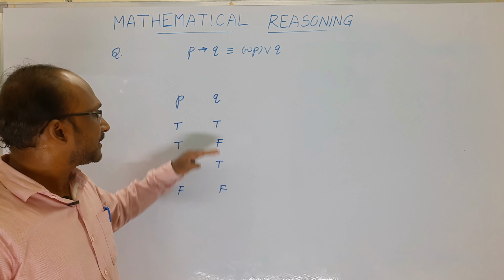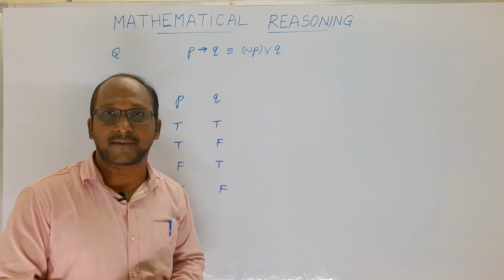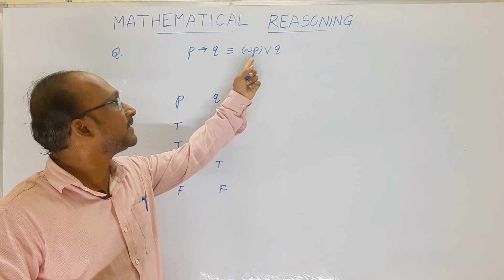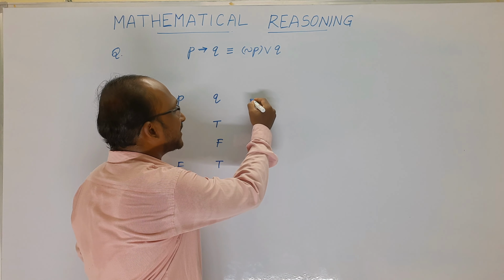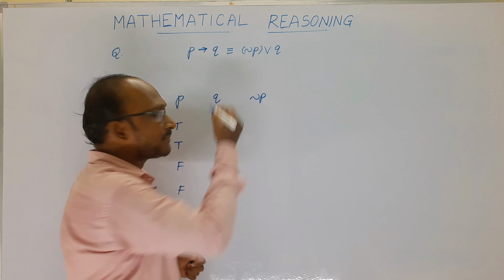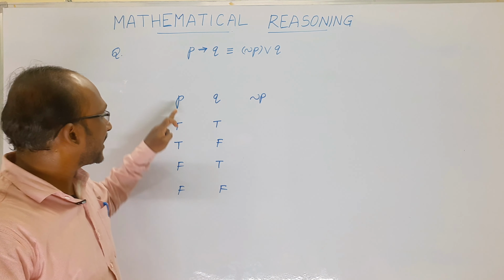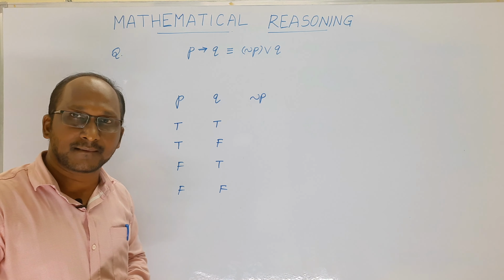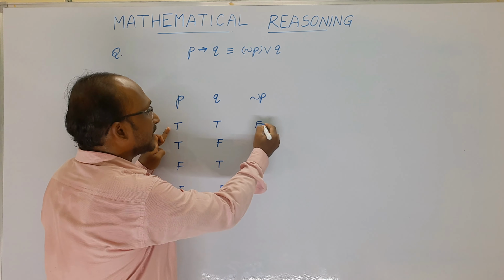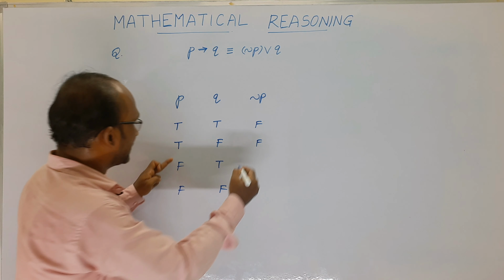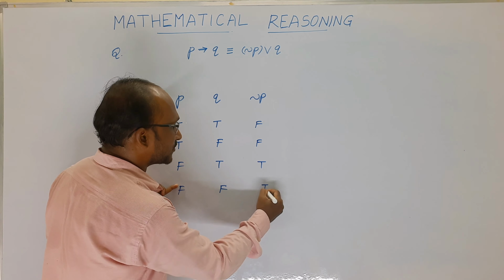Now, after writing the possible cases for these two statements, let us see if any negations are given for any of the statements. Yes, for the statement P, negation Q is given. That's why you take another column with negation P. Now, let us write the truth values of this statement also with the help of the truth values of the statement P. As P is true, we can say that negation P is false, and also it is false. As P is false in this case, negation P is true, and also it is true.